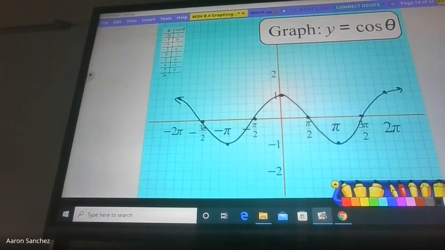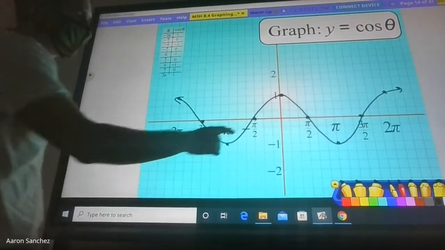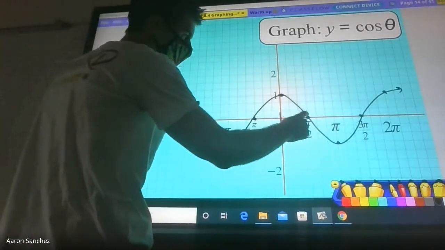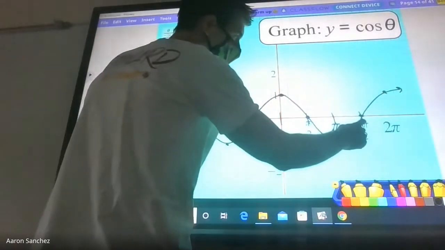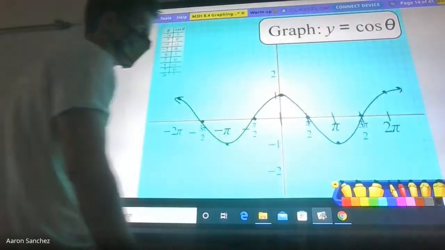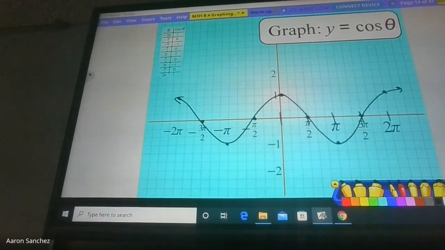So remember the 5 key points. This one has 5 key points too. Don't do this graph all the time. Just know the 5 key points. Okay. 1, 2, 3, 4, 5. 5 key points. Notice my 5 key points. Let's look at the zeros.